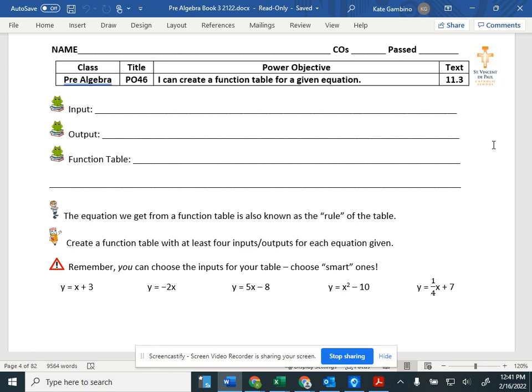So we need to remind ourselves what a function is. A function, or a function table. A function table, remember, we've got our x and our y, and we can use that function table to graph from. So that x is the input. What you plug into an equation.